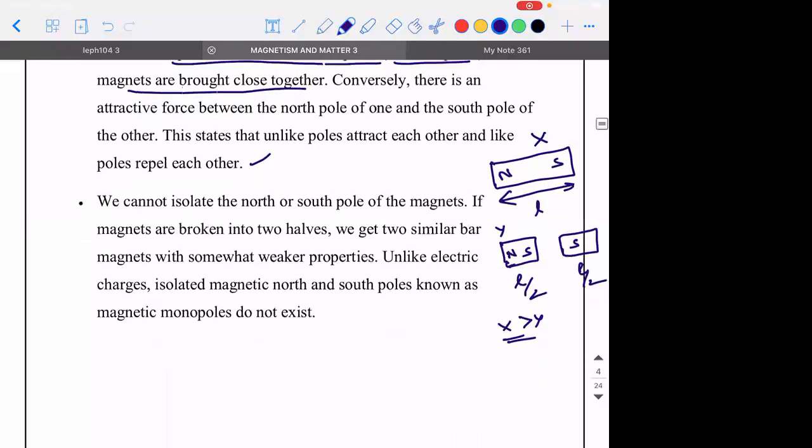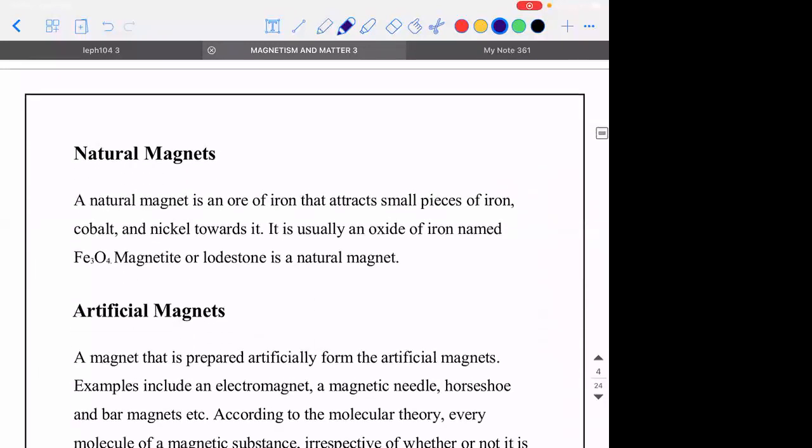This is a very important point to be kept in mind. That is, we cannot isolate the north and the south pole of magnets. If magnets are broken into two halves, we get two similar bar magnets with somewhat weaker magnetic properties. Unlike electric charges, isolated magnetic north and magnetic south poles, known as magnetic monopoles, do not exist.